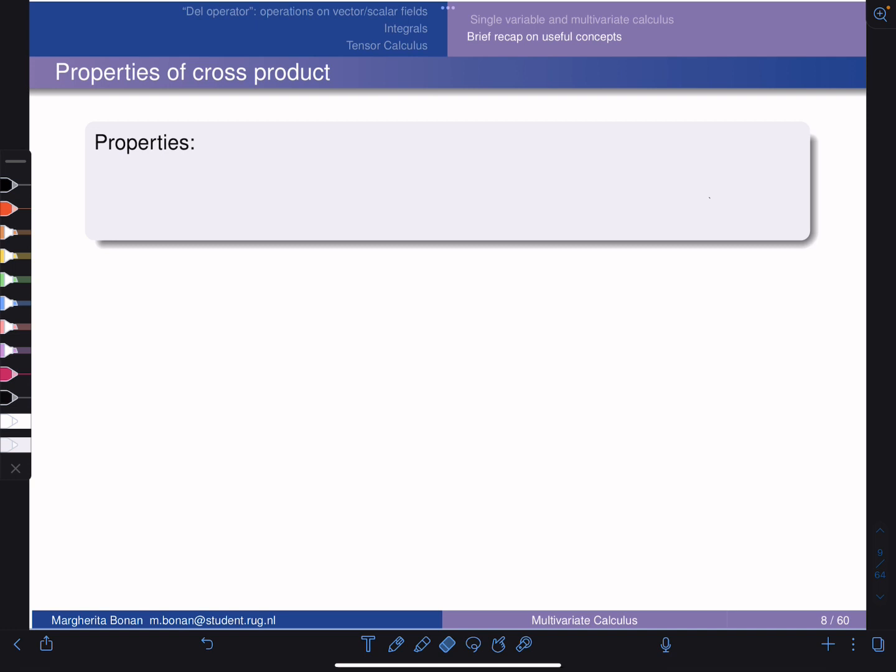We also have properties for the cross product, which are the opposite commutative property. So if we have u cross v, we will have that this is equivalent to minus v cross u. Then we have the distributive property, for which u cross (v plus w) is equal to u cross v plus u cross w.